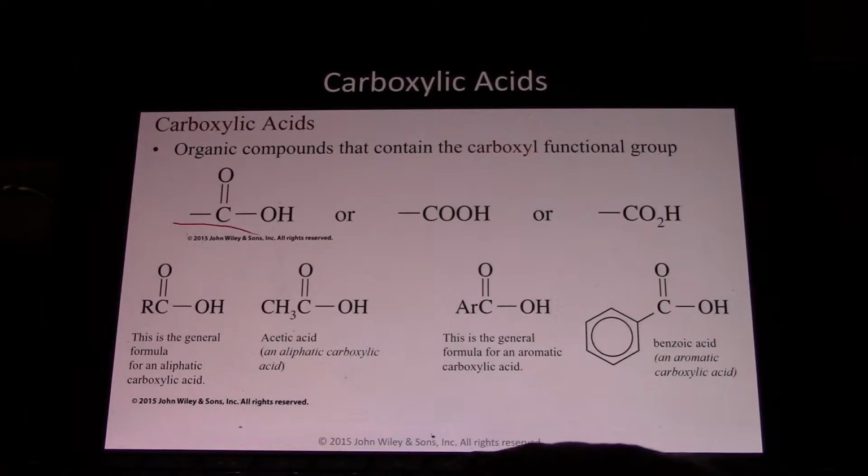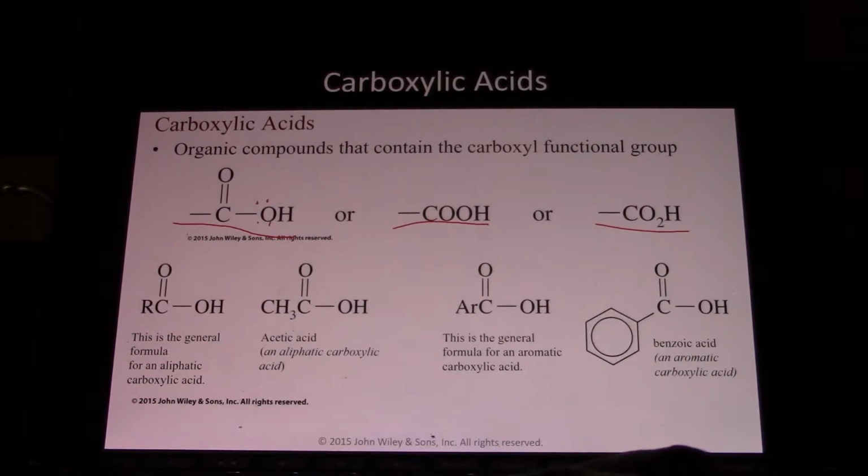You have a carbon that has a double bond to an oxygen and then an OH. And that is also, you can write it COOH or CO2H. These electrons are delocalizable. So we know from our Lewis dot structures there'd be two lone pairs. This pair can come here, pushing that pair there. And so this form is in resonance with this form.